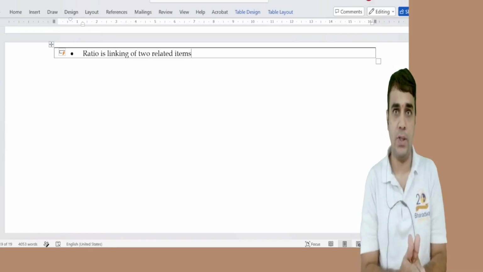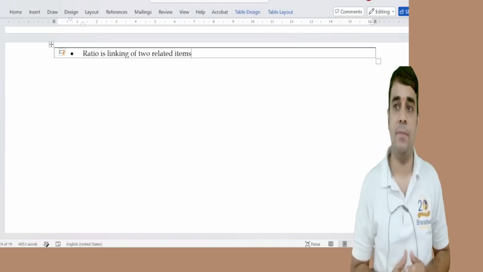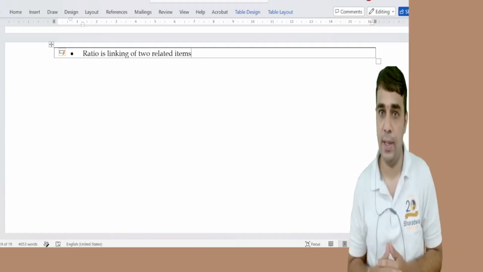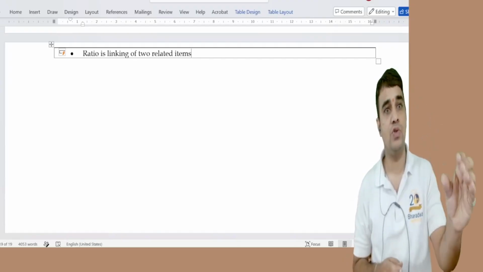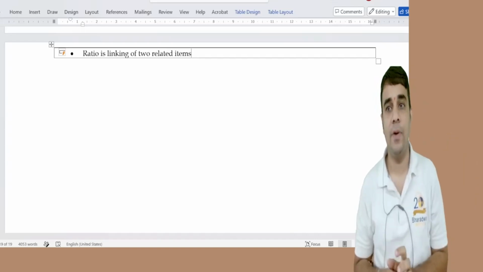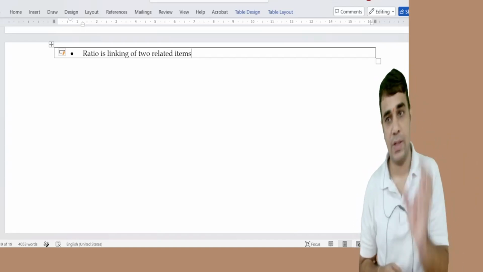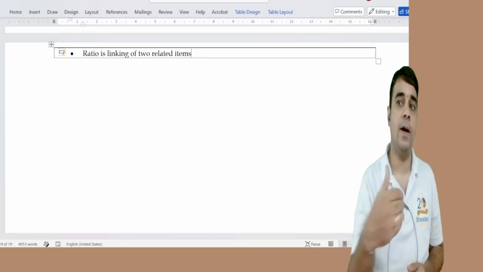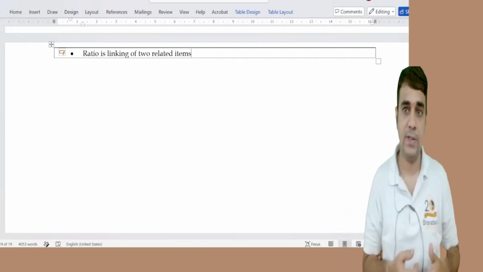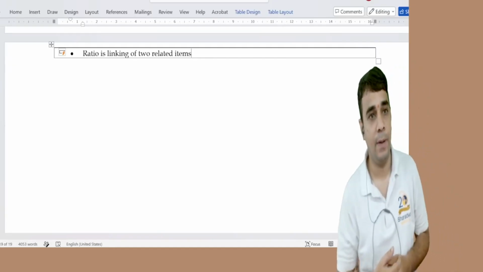Number of students, number of admin persons in Bharadwaj Institute, I find a ratio linkage. Maybe I will measure that ratio, that how many students per admin we have. 500 students, 200 students, 100 students. If students increase, maybe I increase the number of admin people. Students decrease, maybe I decrease the number of admin people.